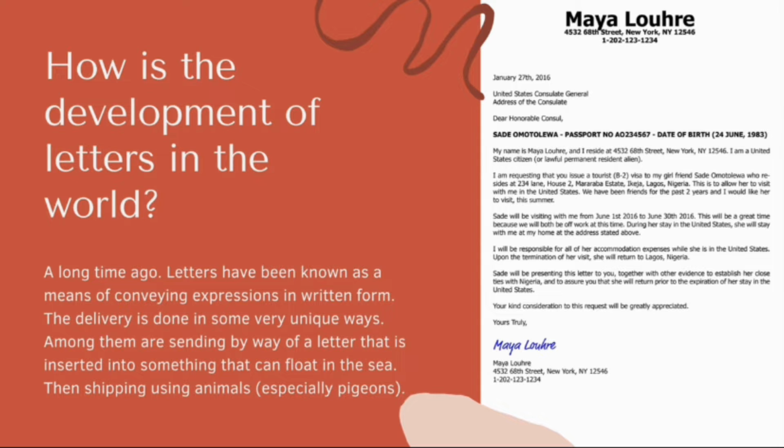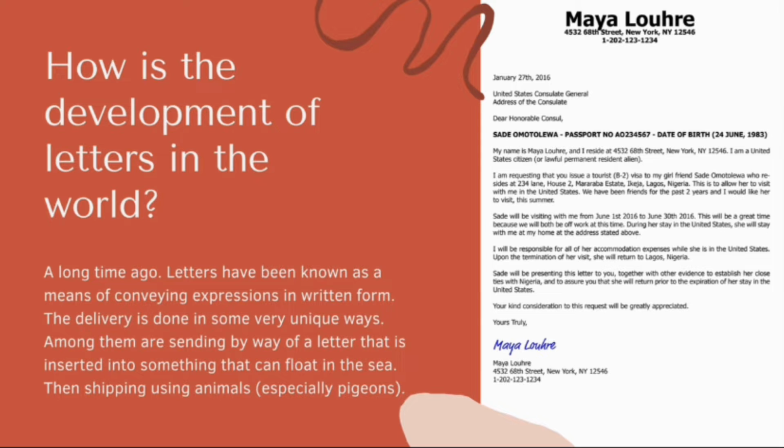Maya Lowry, January 27, 2016. United States Consulate General. Address of the Consulate. Dear Honorable Consul, Sade Omotolewa, Passport Number AO234567. Date of birth 24 June 1983. Hello, my name is Maya Lowry and I reside at 4532 68th Street, New York City 12546. I am a United States citizen or lawful permanent resident alien.